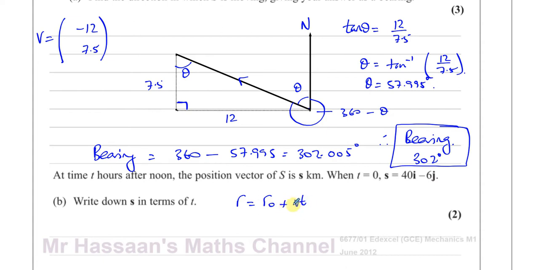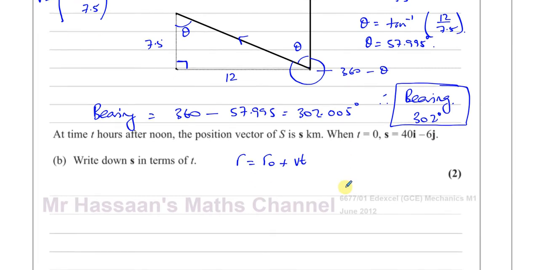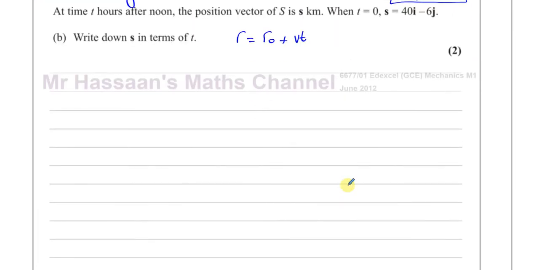V is the velocity vector for that object, and t is just the variable t for any time that you want to find the position vector. So how this works is basically r0 is its position when time is 0. And they've told us here, when time is 0, the position of this ship is 40i minus 6j. So we know that r0 is 40i minus 6j.